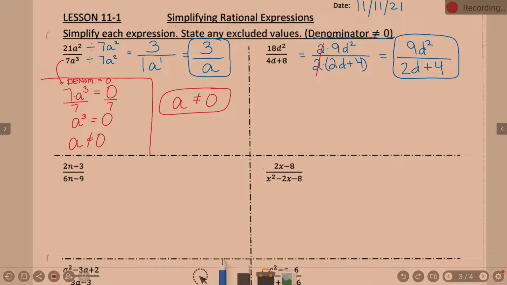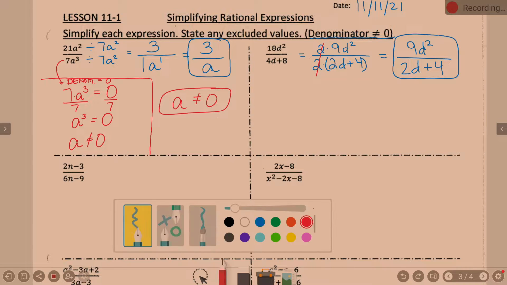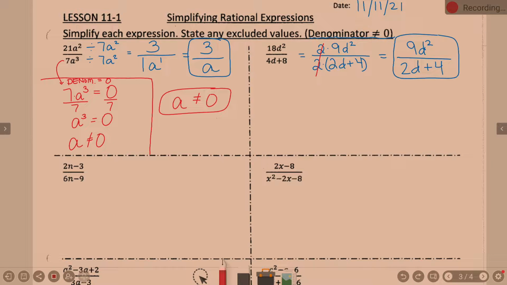Now, do I get to move on? Hold on, write that down. That's right, I'm not moving on anyways. I still have to do what on this problem? No, we simplified. Now we have to find excluded values.